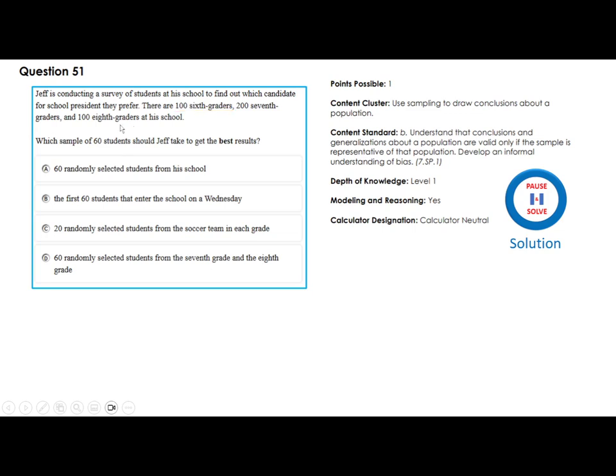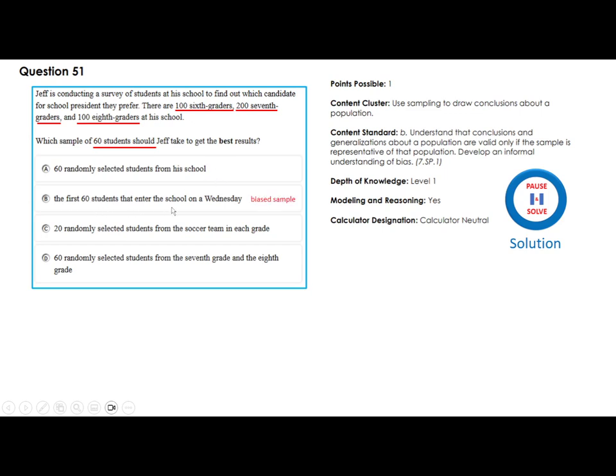Jeff is conducting a survey of students at his school to find out which candidate for school president they prefer. There are 6th graders, 7th graders, and 8th graders at the school. Which sample of 60 students should Jeff take to get the best results? 60 randomly selected students from his school sounds like the correct answer, but let's check the others before we come back to here.